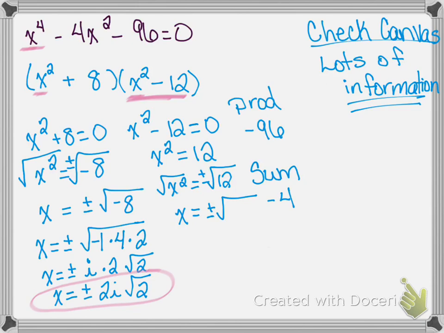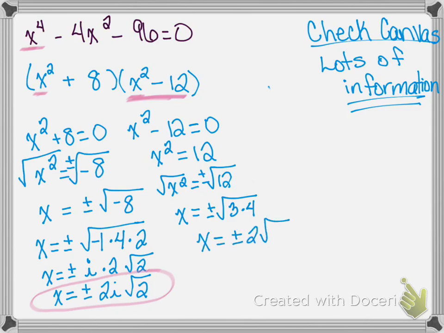Now I'm going to break 12 down into 3 times 4. Why am I breaking it down to 3 times 4 and not 6 times 2? 4 is perfect. Good. Okay. So these are my solutions, and actually it's 4 answers. Plus or minus 2 times the square root of 3 and plus or minus 2i times the square root of 2.